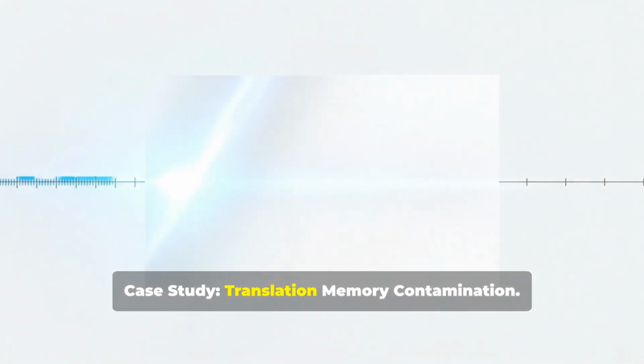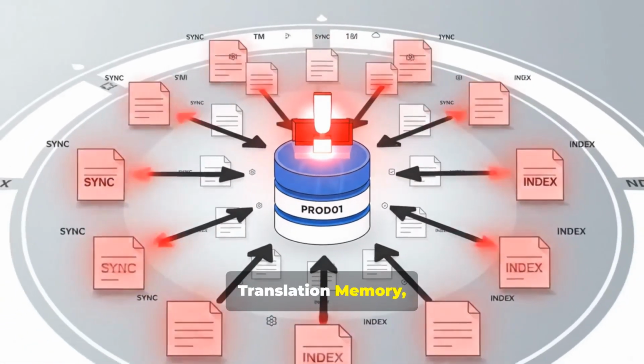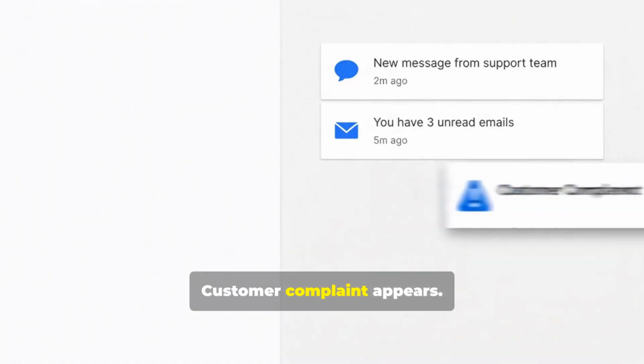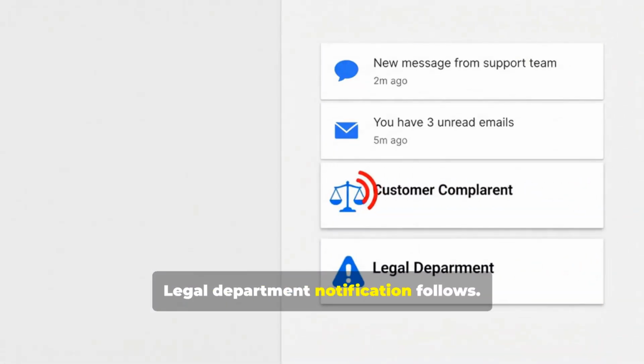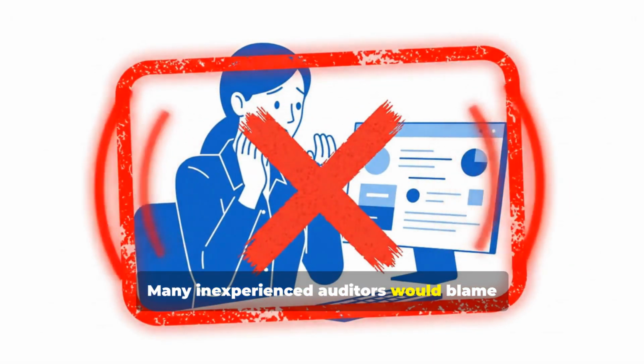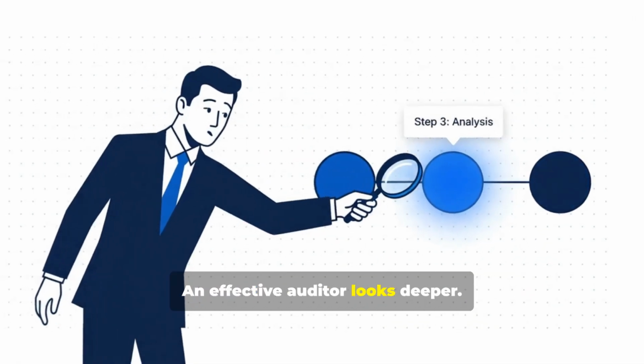Case study: translation memory contamination. One incorrect product name enters the translation memory, then automatically spreads into 11 projects. A customer complaint appears. Legal department notification follows. Many inexperienced auditors would blame the translator who made the original mistake. An effective auditor looks deeper.